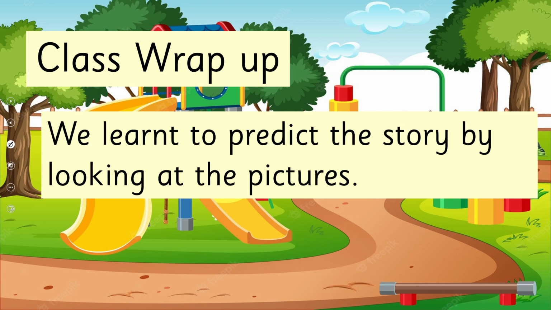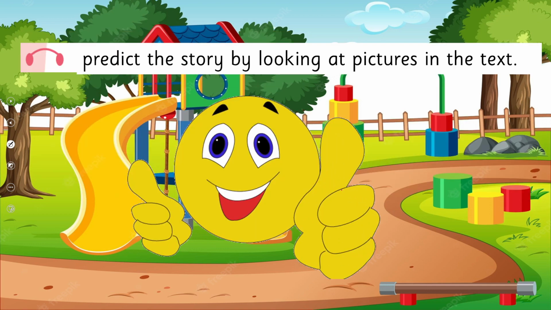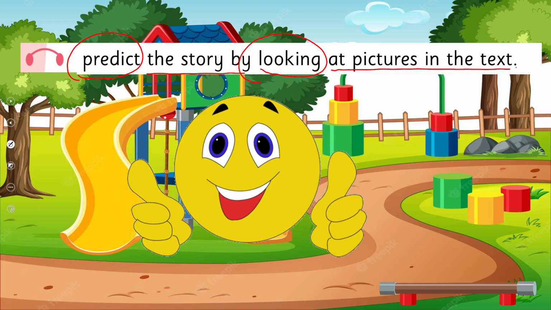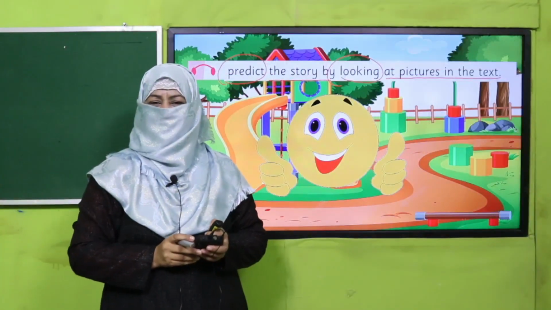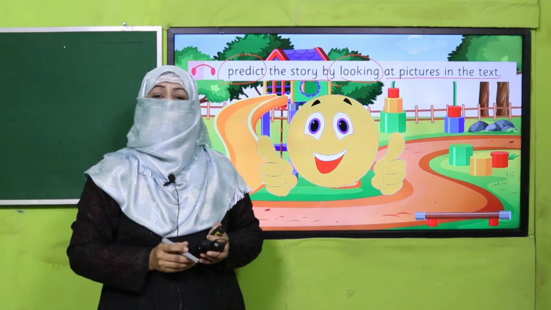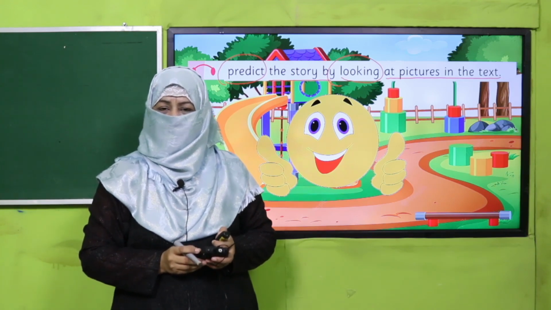So what we have learned today, we learned to predict the story by looking at the pictures, and we achieved our SLO to predict the story by looking at pictures and the tags. So are we done with it? Yes, that's it for today. Tomorrow we'll continue and complete the reading of this unit.